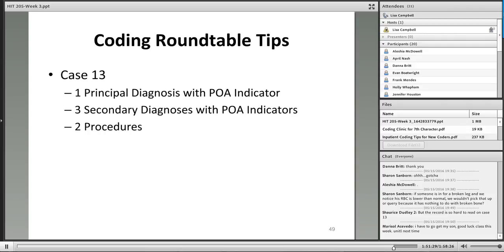Those are for informational purposes only. But there are some Z codes that are listed in the principal position that we will get paid for. I just wanted to mention that.